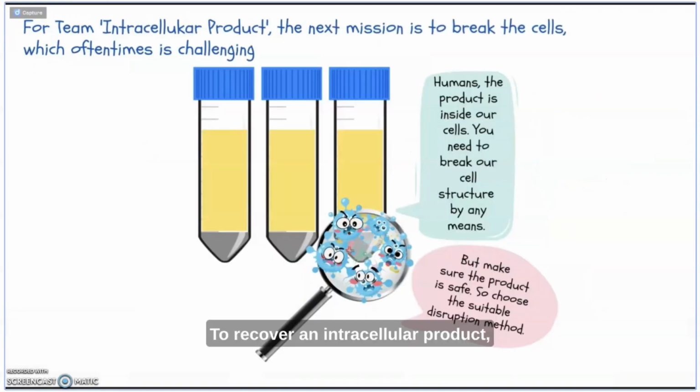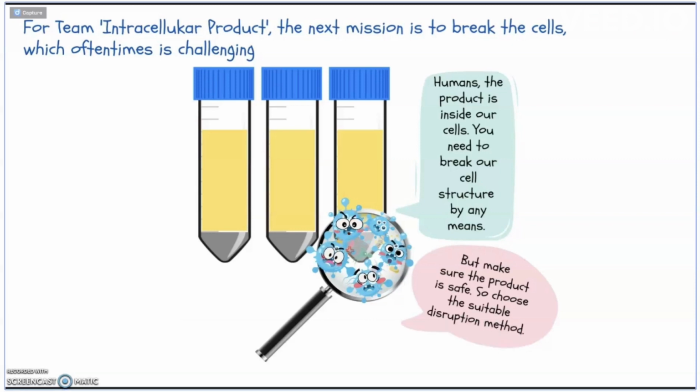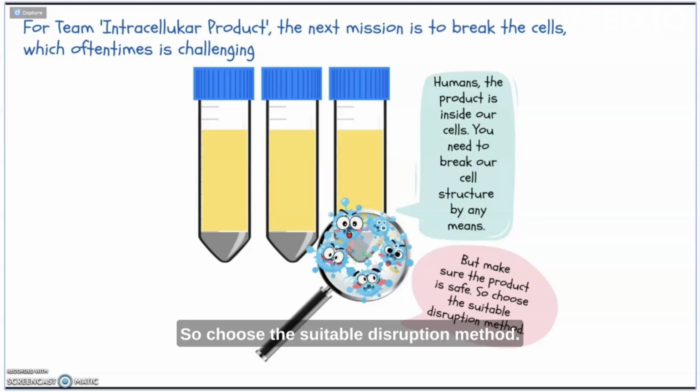To recover an intracellular product, cell disruption is needed. Oftentimes, the process can be challenging. Humans, the product is inside our cells. You need to break our cell structure by any means. But make sure the product is safe. So choose the suitable disruption method.